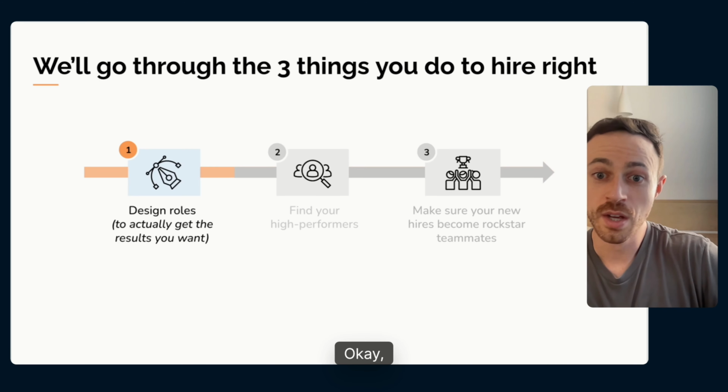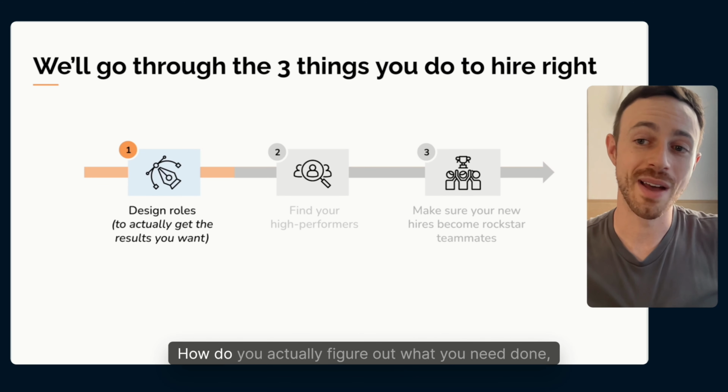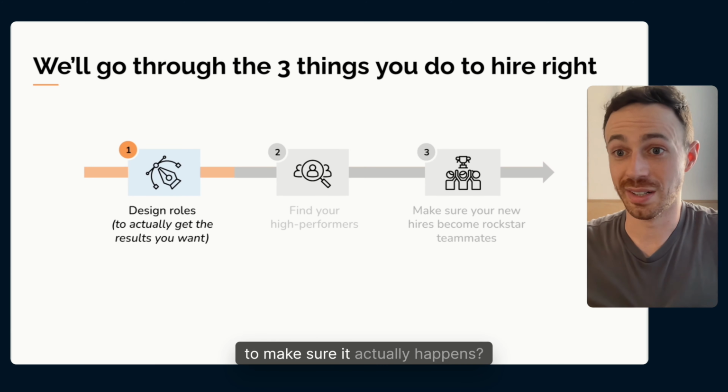Cool. Okay, so let's go through. We're going to go through three things, right? The first one, role design. How do you actually figure out what you need done to make sure it actually happens, right?